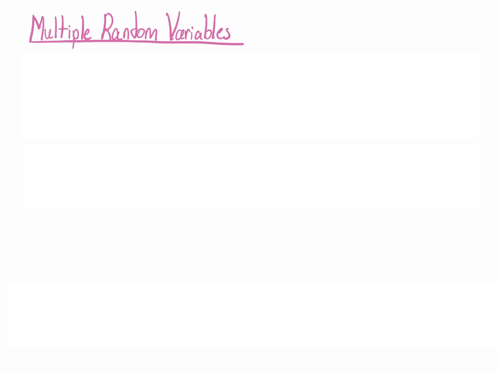Many times in probability problems involving random variables, we have to think about multiple random variables, and we're going to measure two things and then combine those measurements in some way. So let's talk about how we can do this.